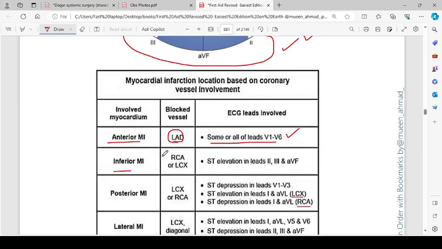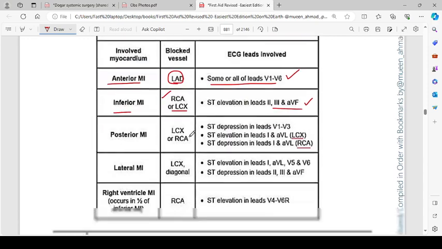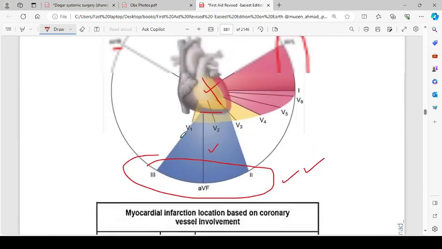The right coronary artery or left circumflex artery, depending on which of these two arteries is giving the posterior descending artery. So in such situations, we'll find an ST elevation in leads 2, 3 and aVF.